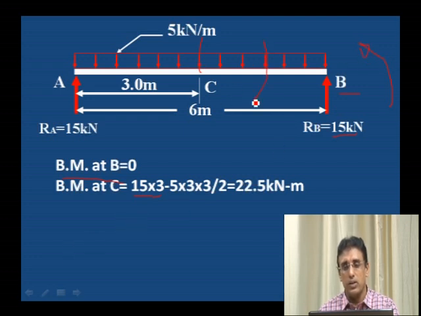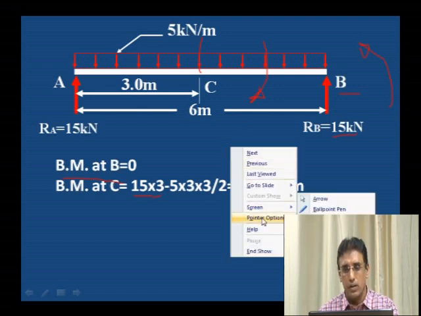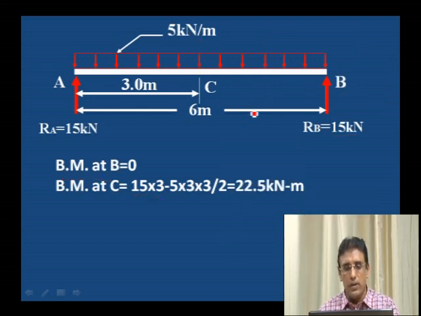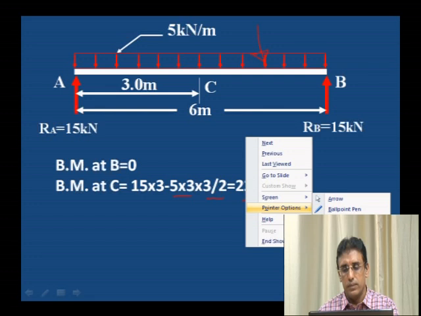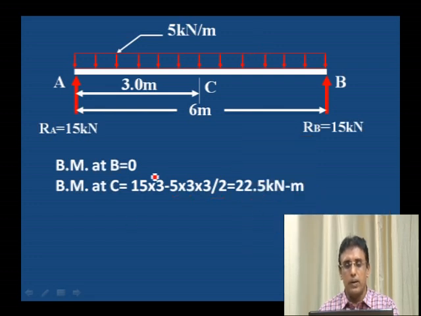And then this load is acting clockwise. 5 into 3 is the load, and this 5 into 3 acts at the center of the 3 meter. That center point is 3 by 2. 5 into 3 into 3 by 2. Then we will get 22.5 kilonewton meter as the bending moment at C. Bending moment at A is equal to 0. For both supports it is 0.